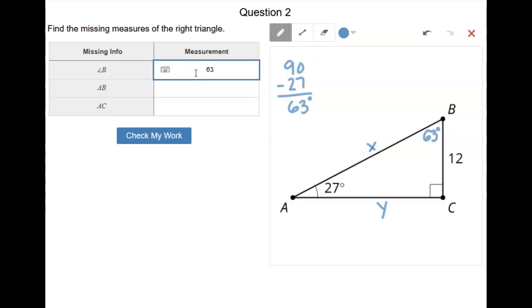Now we have to figure out what X and Y are equal to. We need to figure out those lengths. So we can either use trig for both of them, or we can use trig for one of them and the Pythagorean theorem for the other. So let's see what happens with the first one before we decide whether we want to use Pythagorean theorem or trig.